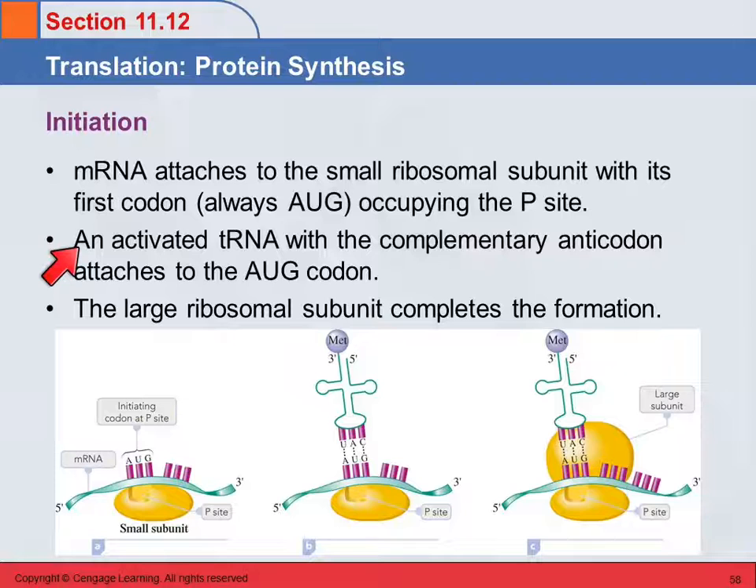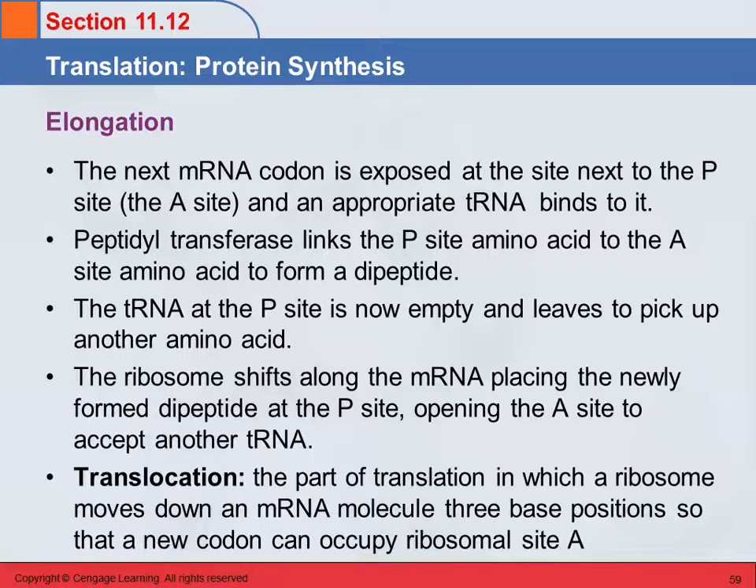Then an activated tRNA with the complementary anticodon for that AUG codon attaches here. So that's what's showing here. That start codon codes for methionine. So the first amino acid is always methionine. That comes in here. And then the large subunit of the ribosomal unit comes in and attaches here. And now it's ready to go. It's brought all the pieces together and it's ready to go. The next step is called elongation.